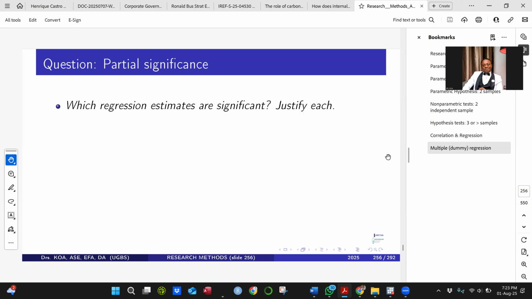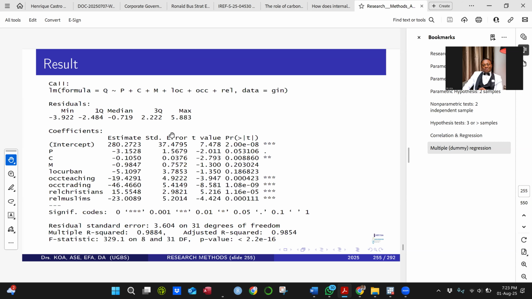Now, how do you determine whether a particular estimate is significant? We are talking about these estimates. When you take each one of these estimates one by one, which one of them is significant, or is important in influencing the dependent variable? To do this, you need to check the p-values of each independent variable. Please remember that you don't need the intercept. The intercept is not important when you are doing this.